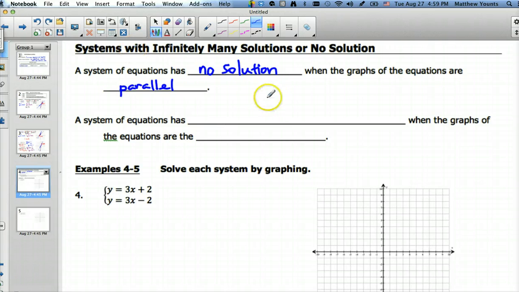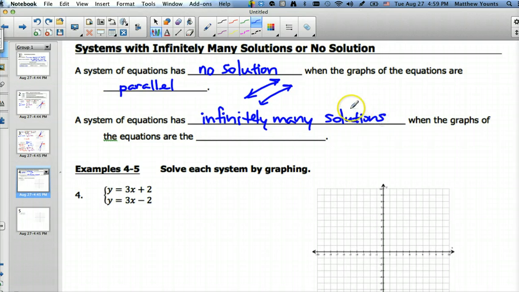Okay, so a system of equations with no solution would look something like this. Two lines that are just parallel and never ever touch. The opposite of that is a system of equations where there are infinitely many solutions, meaning that the lines cross at more than one point. They cross at infinitely many points, and that would be a system where the lines are one right on top of the other, and they're actually the same line. And so you'll see an example of each of these as we do 4 and 5.